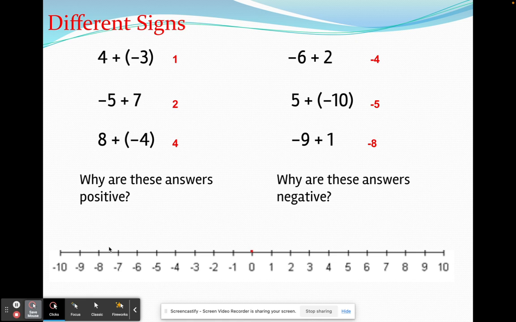So why are these answers negative? In this case, it's because my negative numbers have a bigger absolute value than my positive numbers. 6 is bigger than 2. My negative number has a larger absolute value than my positive number, negative 10. But 10 is bigger than 5. Absolute value of negative 9, 9 is bigger than 1. So my negative numbers all have absolute values that are larger than my positive numbers, so the negative wins.